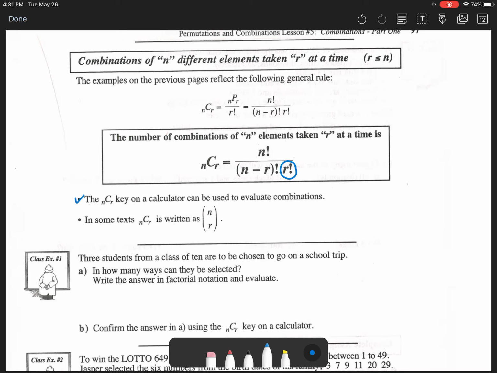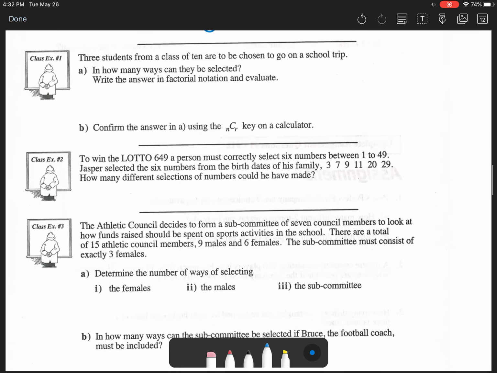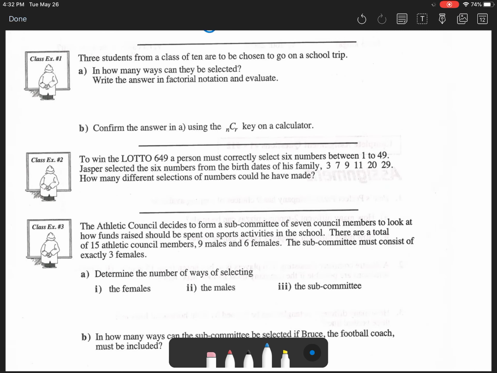So to use that, again, we're going to use the nCr key on our calculator, found in the same place that the nPr was, so math, and then scroll to probability. And in some texts, you'll actually see nCr written like this, vertical, the n value over top of the r value. If you see anything notated like that, it is automatically a combination. Permutations are not notated that way. So make sure you're aware of this point right here.